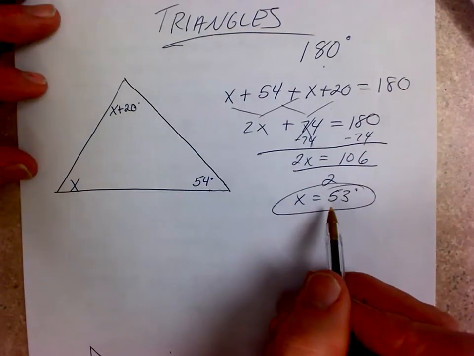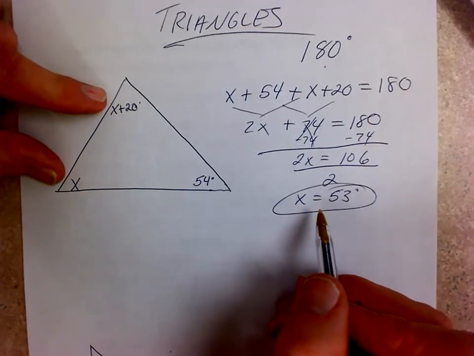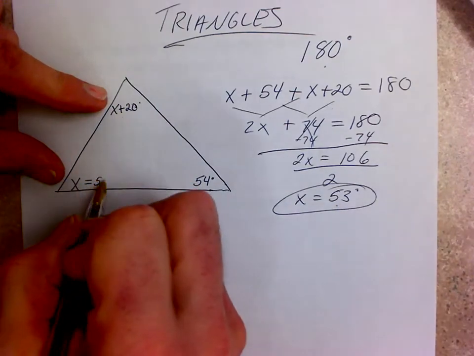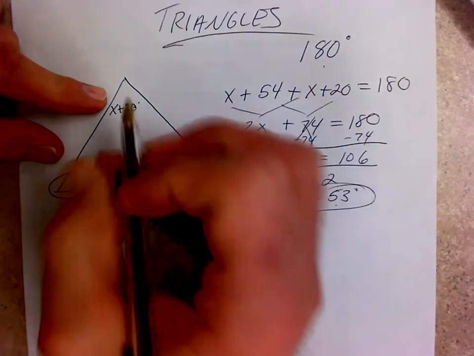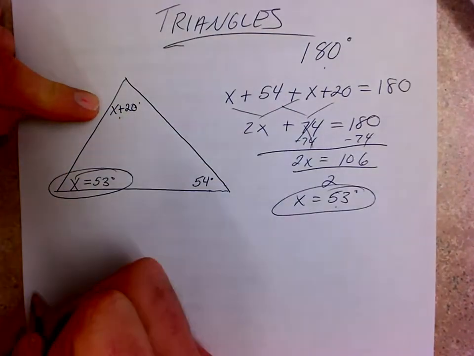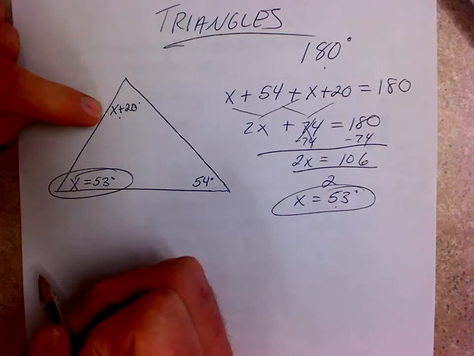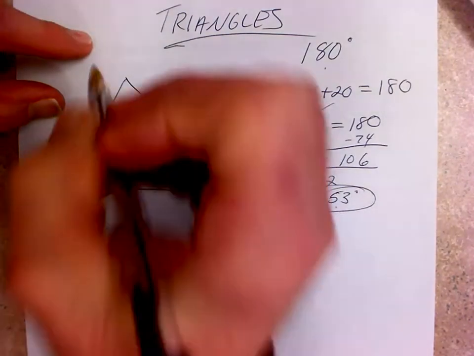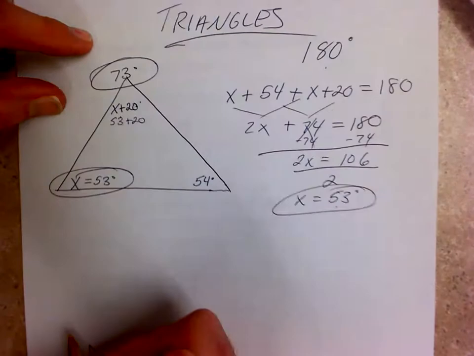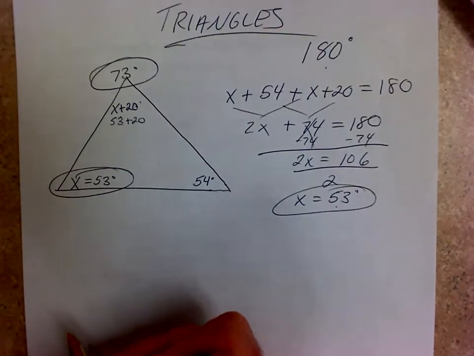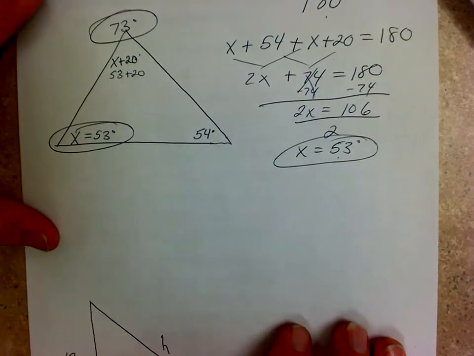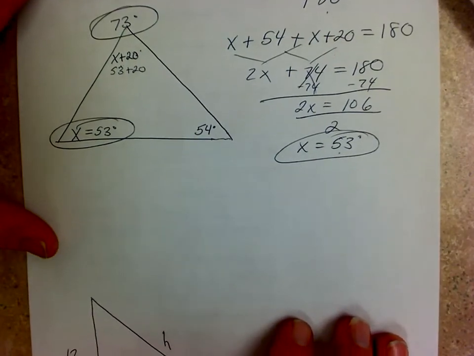Now here's the catch. The original question wants you to know these two angles. So again, x equals 53 tells you what this angle is. We still haven't figured out what this angle is, but it's a simple one more step. It says 53, our number, plus 20. So now we know that this missing angle is 73 degrees. All right.